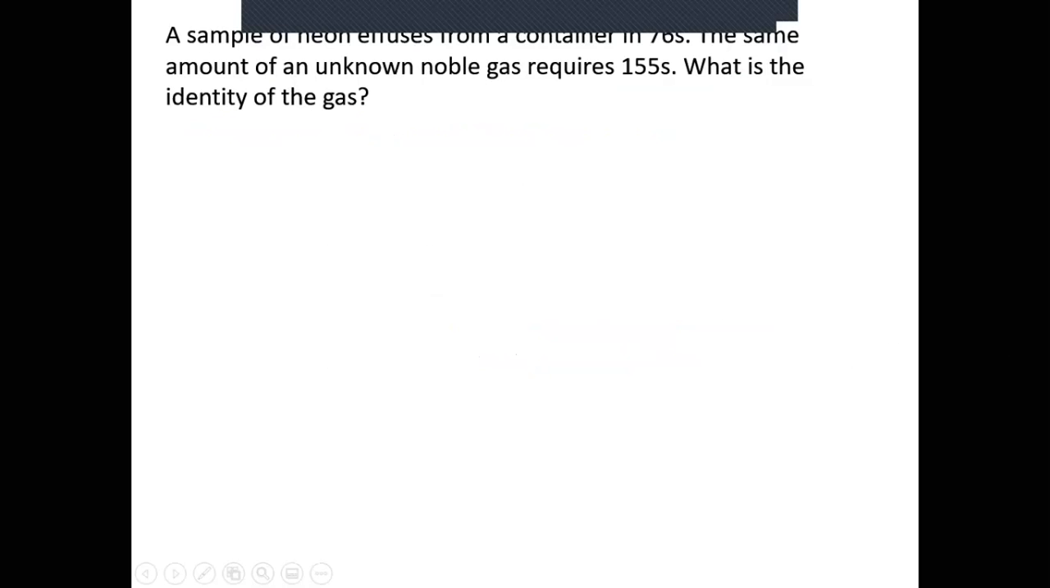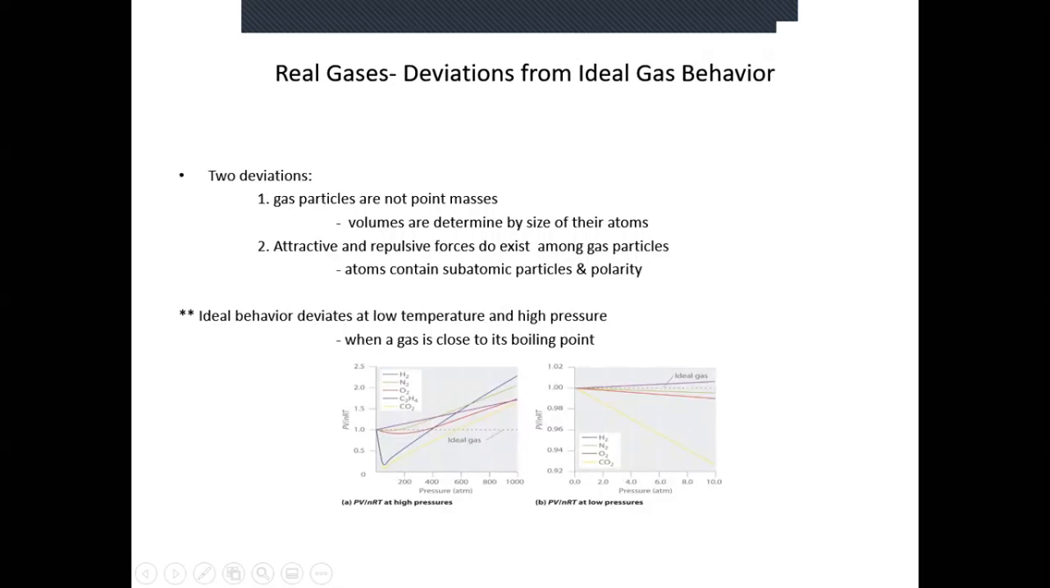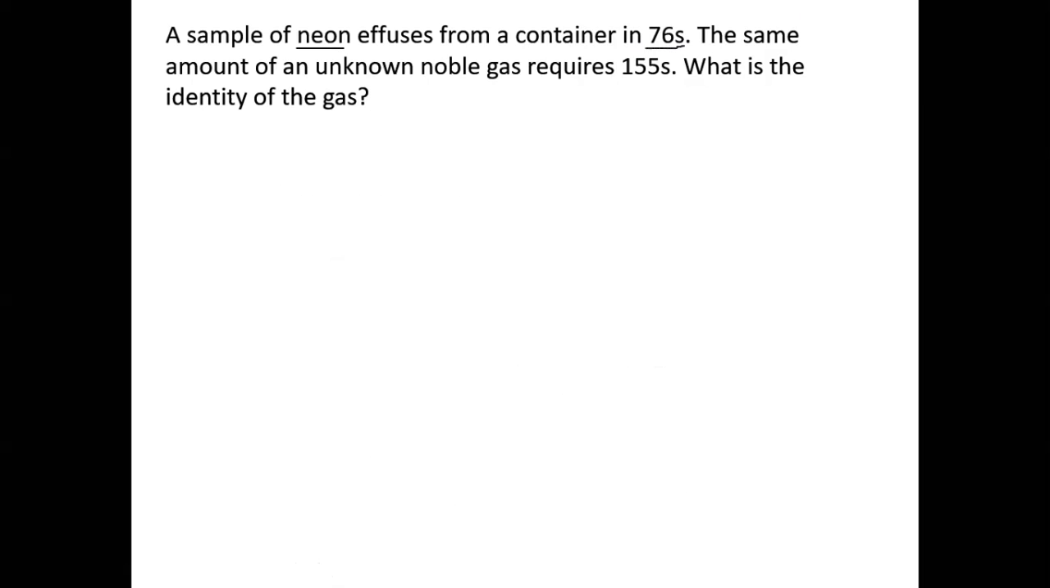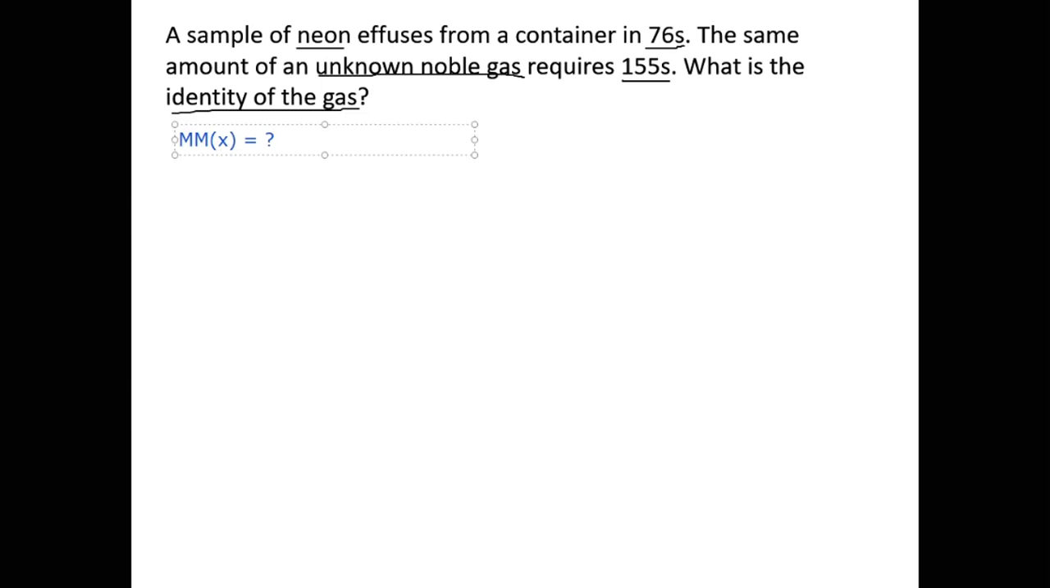Let's look at one more problem. We have a sample of neon gas. It effuses in a container in 76 seconds. The same amount of an unknown noble gas requires 155 seconds. What is the identity of the gas? In order to get the identity of the gas, we're going to need the molar mass of the unknown gas. Once we know the molar mass, we know the unknown gas. So again, we're going to be using Graham's law.